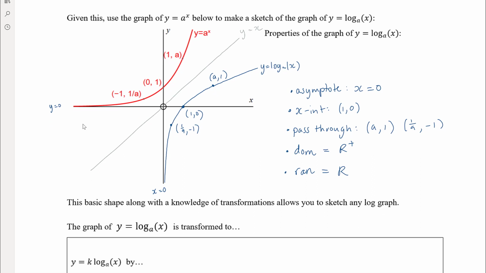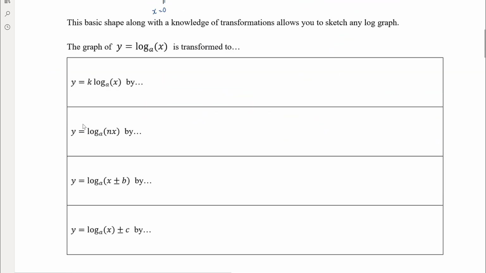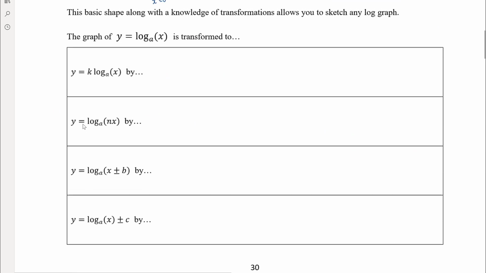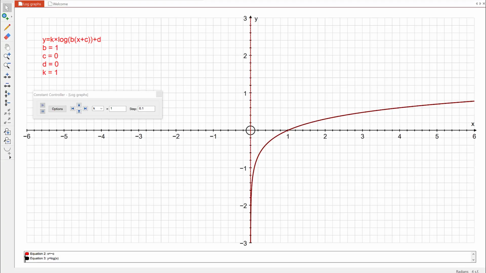Like all our other graph shapes that we've introduced over the course of this term, once we know the basic graph, what y equals log base a of x looks like, we can then apply all our transformations. Now I'm just going to jump across to a different graphing package before we fill this in, just so we can see what happens with the log graph. At the moment the equation is quite complicated, and it's not in a very nice format for you to read, but it is k times log of (b times x plus c), plus d. So we've got all the transformations happening here.